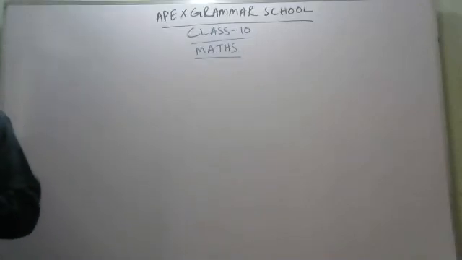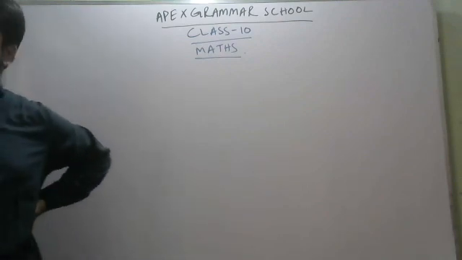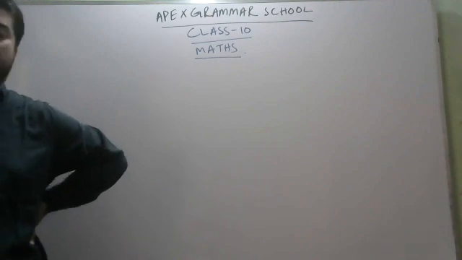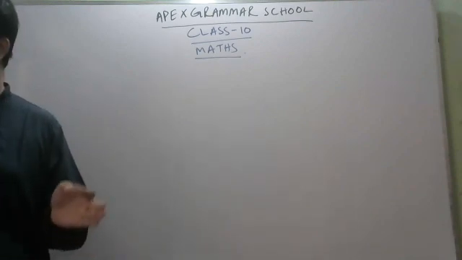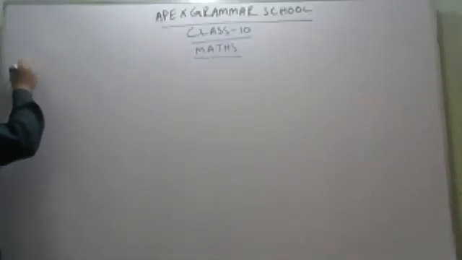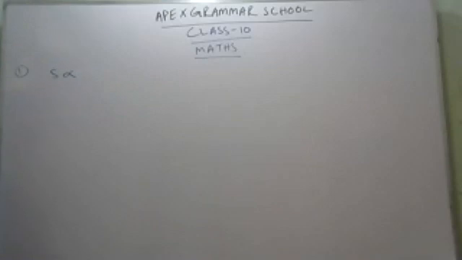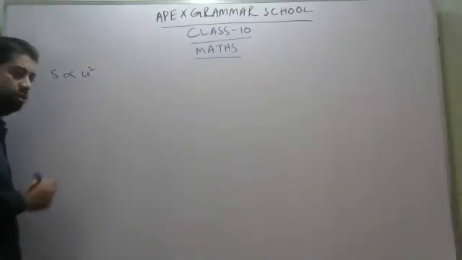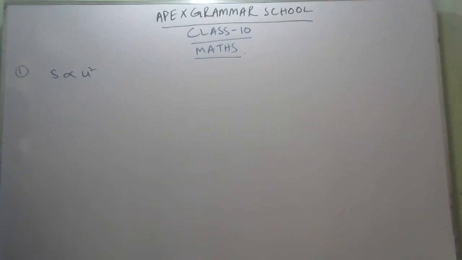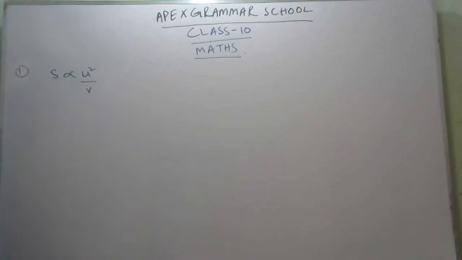Exercise 3.5, question number 1. On page number 65, just read it and you will get the point. Question number 1 statement is: if S varies directly, meaning directly proportional, S is directly proportional to U square, and inversely as V, at the same time S is inversely proportional to V. This is the relation. Okay, from this relation we can make the equation.